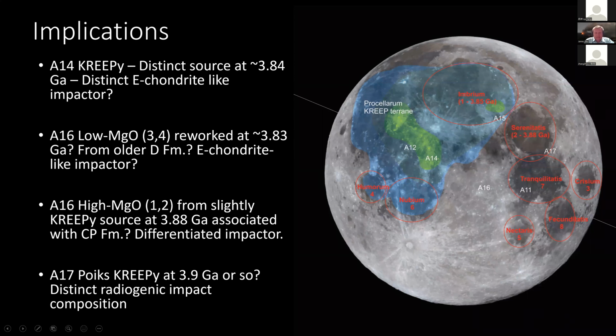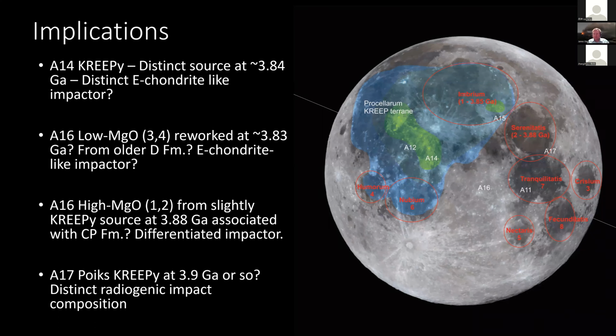At the Apollo 16 site, in the high MgO rocks, we see a slightly KREEPy source associated with the Cayley Plains formation and a differentiated impactor, a very distinct impactor. And at the Apollo 17 site, we see KREEPy poikilitic rocks, 3.9 billion years or so, and a distinct radiogenic impactor composition.